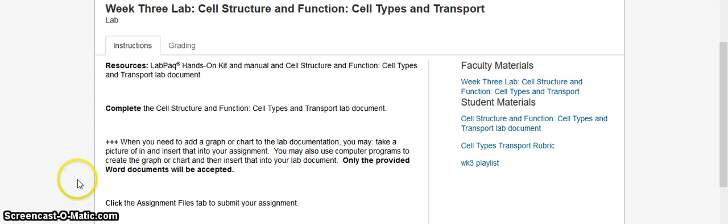So as always, we're going to use that lab manual. Read it through completely before you do it. You're going to complete the document and then everything goes into that document. You want to see the faculty materials because those are mine. You get the formatted lab, the rubric, and the playlist, which you're probably using now to watch this. So let me pause this and pull up that rubric first.